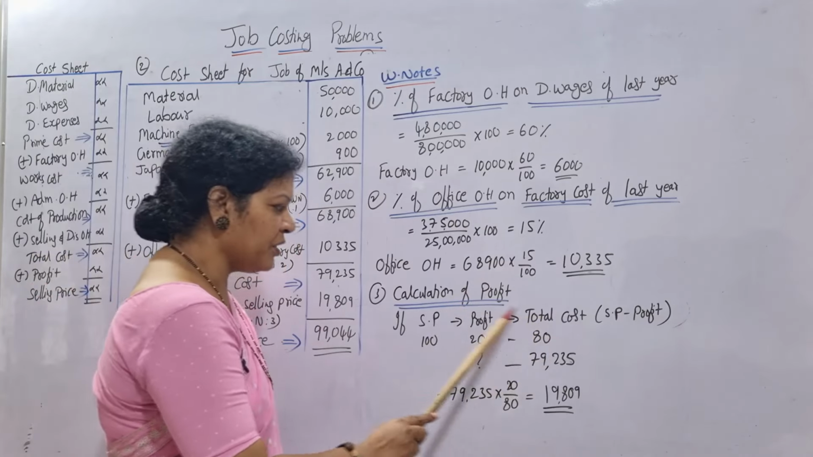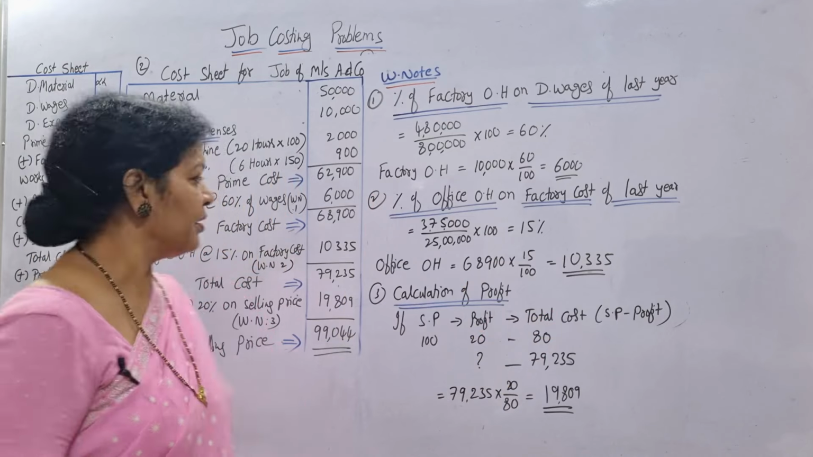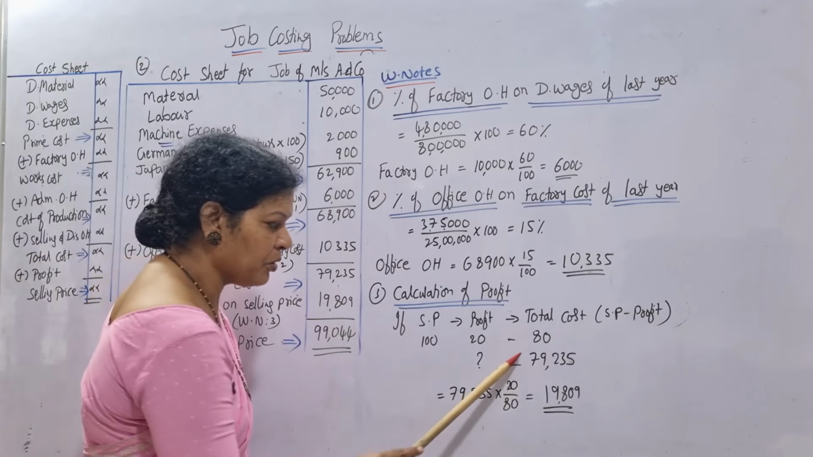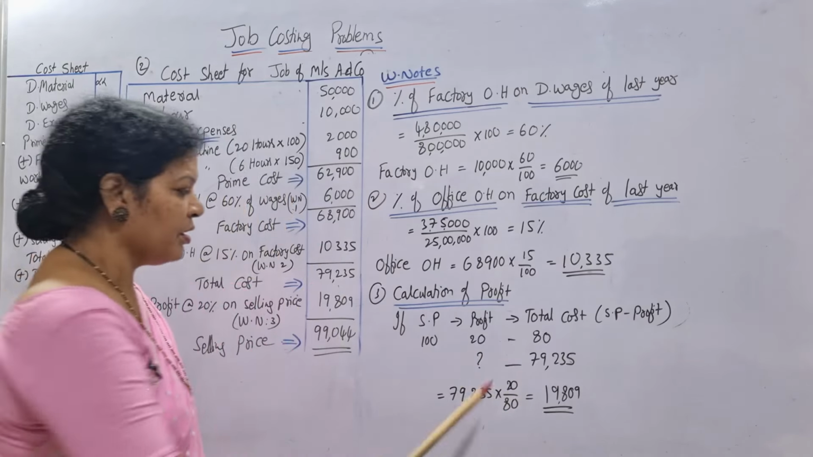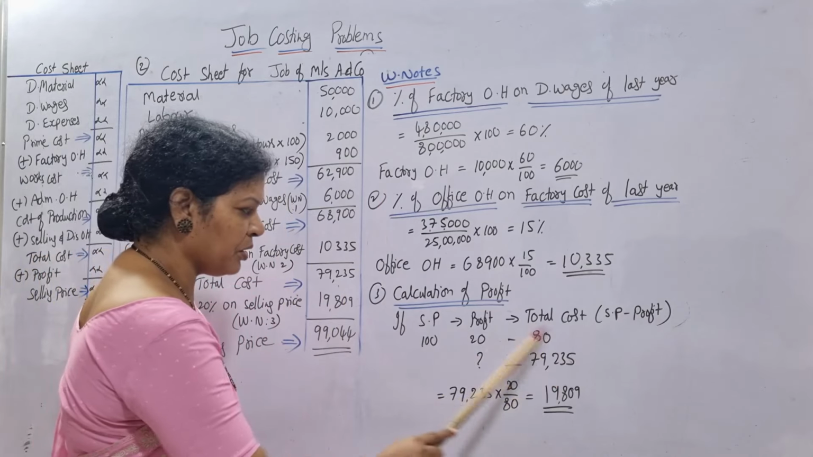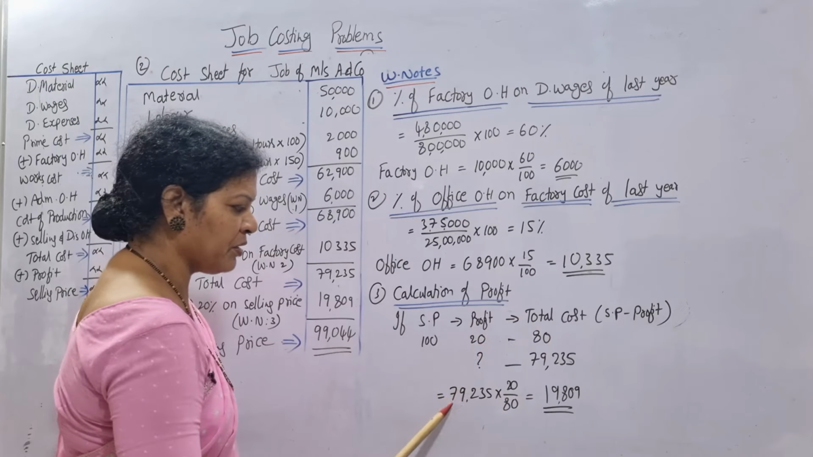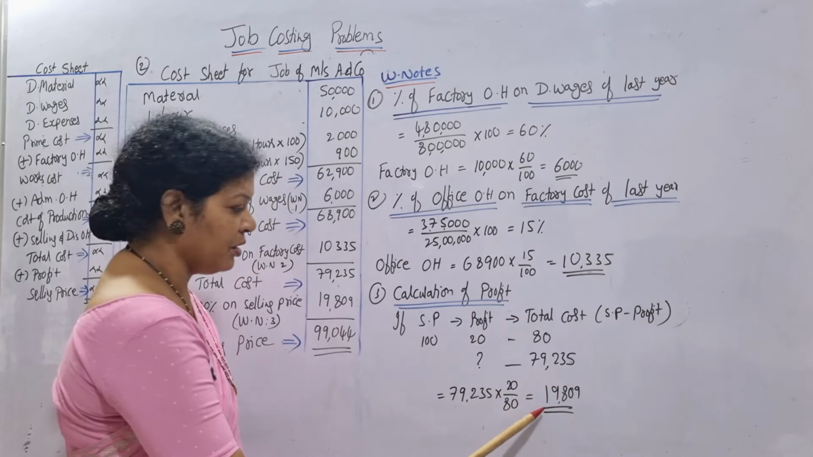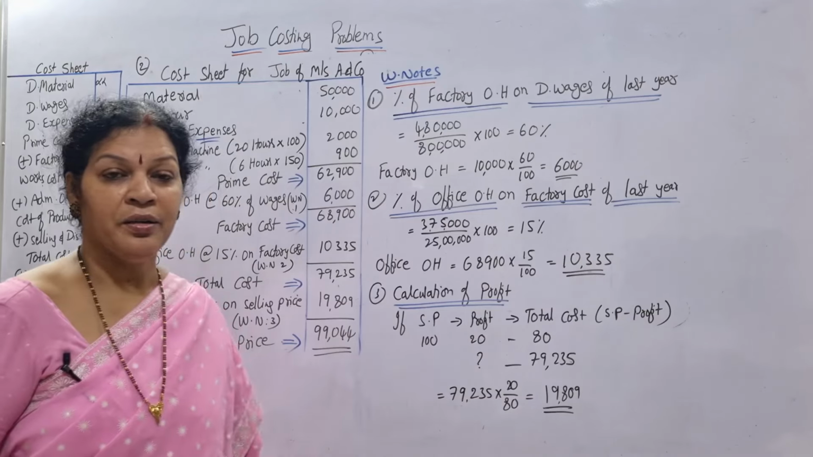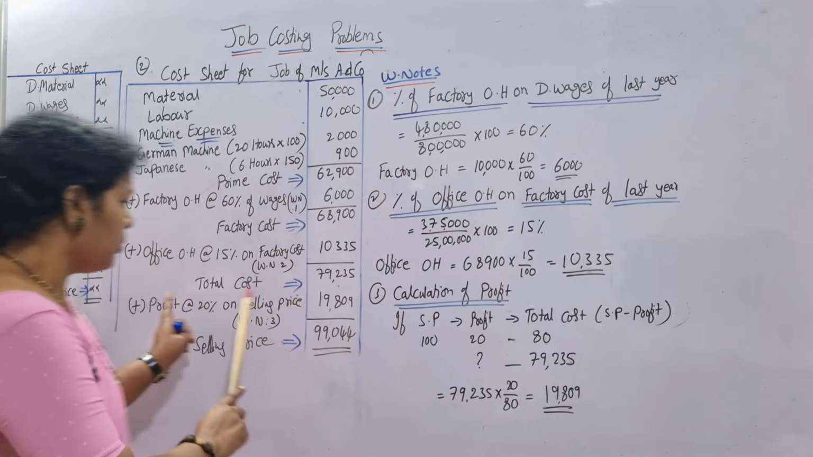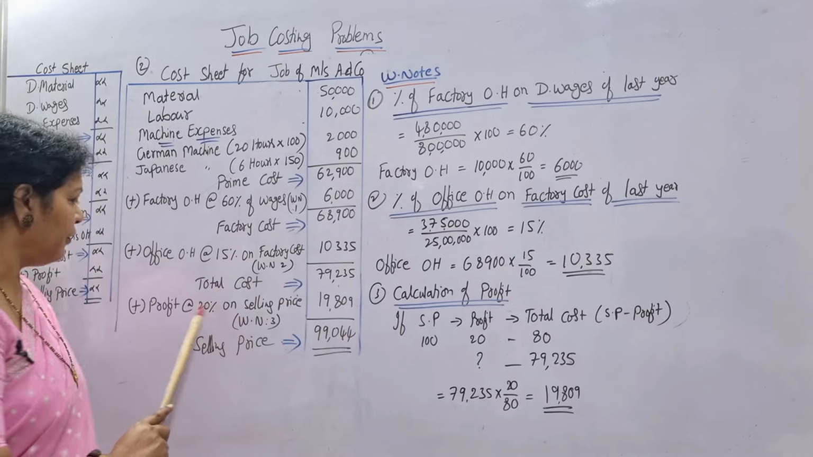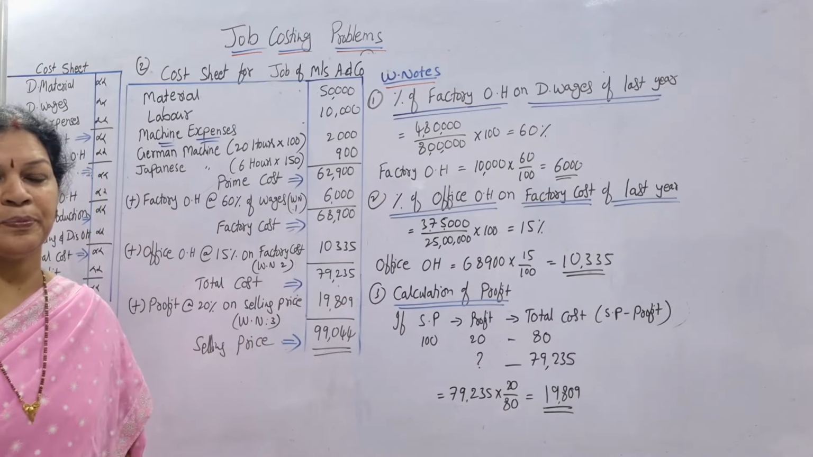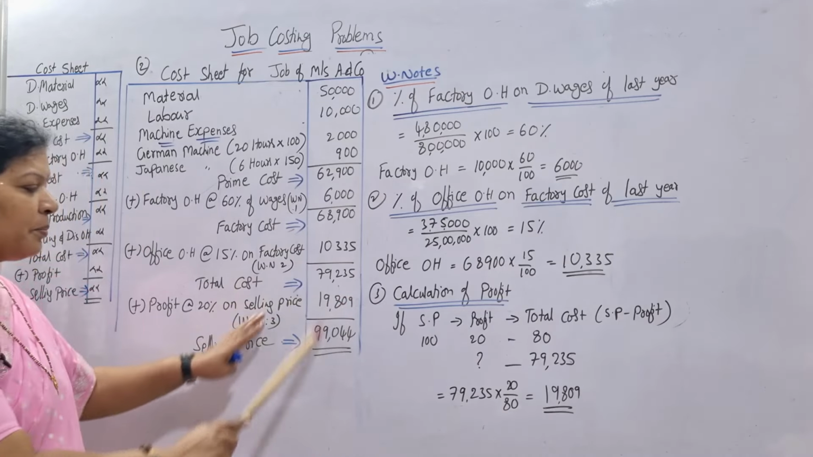When total cost is 80, profit is 20. We know that the total cost is 79,235. For 79,235, how much is it? Now we'll take the calculation, minimum by maximum: 79,235 into 20 by 100. So you get the total of 19,809 as profit. Total cost we already know. If we add this profit, you get the selling price. Are you getting it? Selling price, you got it.